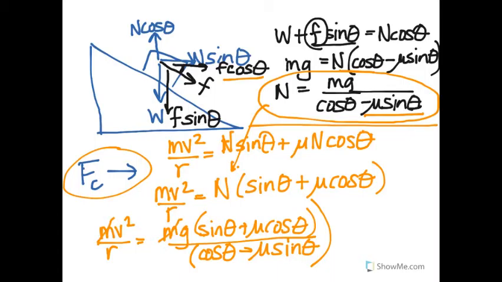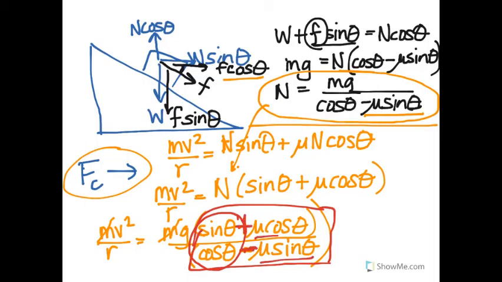And again, the mass cancels out, and you have this whole big mess that we didn't have before, where this whole piece used to be just the tangent of the angle. Now you can kind of see the tangent right here, but we've got these extra added pieces that come into play. So that's how you deal with banking with friction. And I think one of the problems you're going to look at today deals with banking with friction. So good luck.